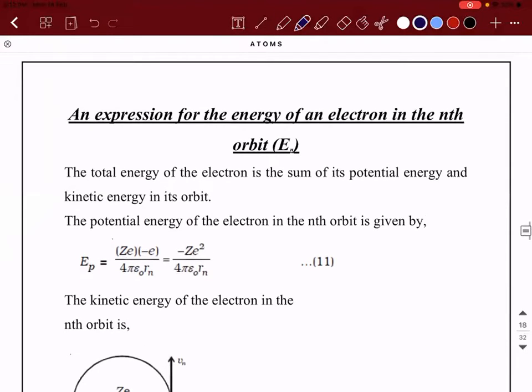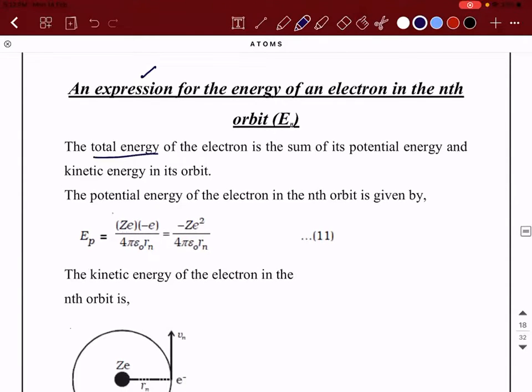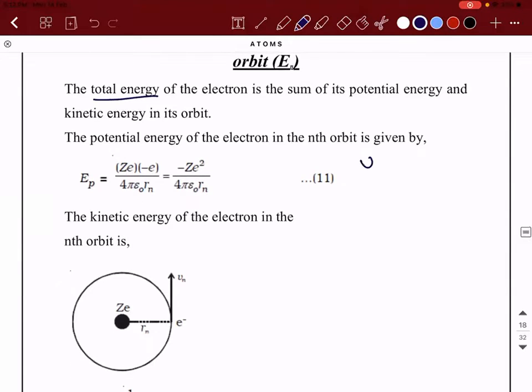Yes, sir. So next one is an expression for the energy of an electron in the nth orbit. So there is an electron in the nth orbit, and our job is to find the expression for the energy of that electron in that nth orbit. Generally, the total energy of an electron has two parts. One is kinetic energy. The second is potential energy. So what is going to be the potential energy of the electron?